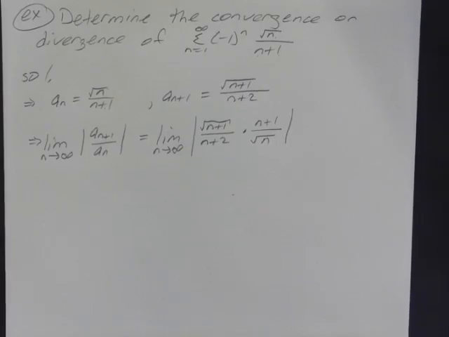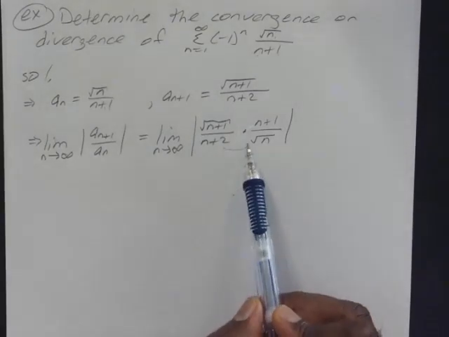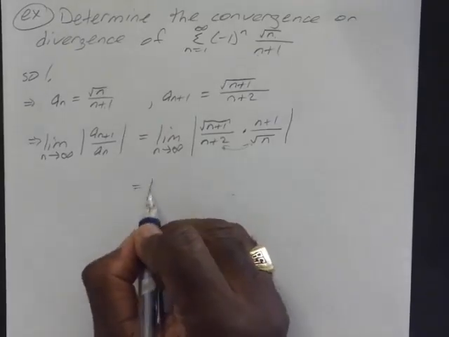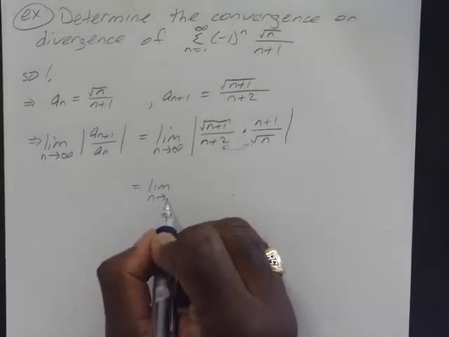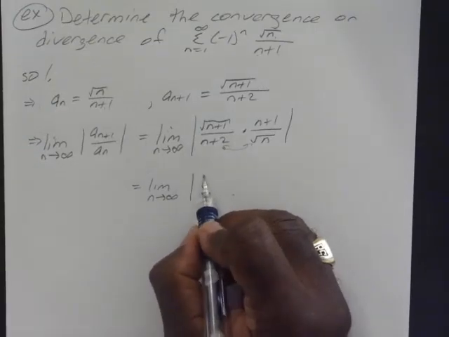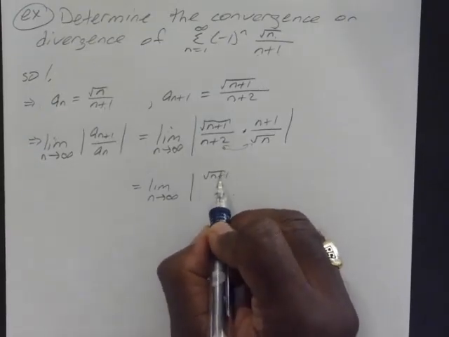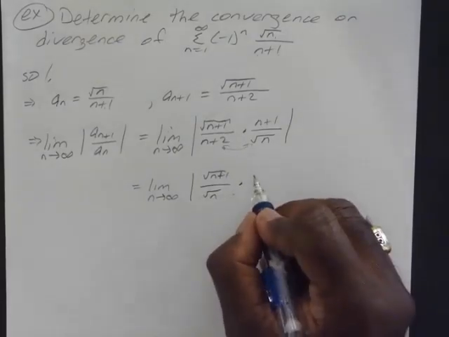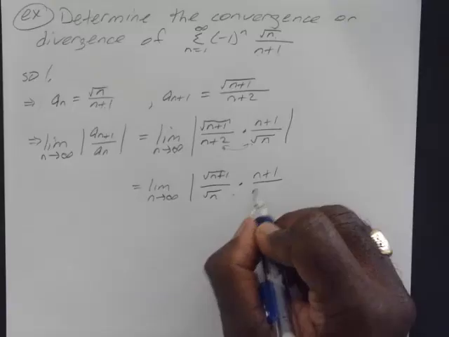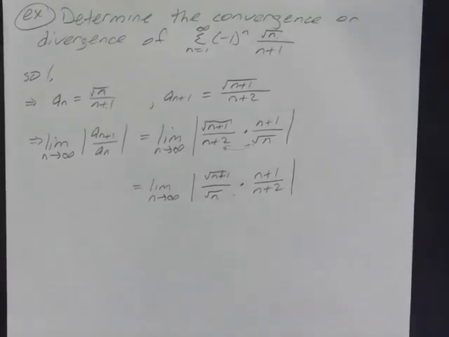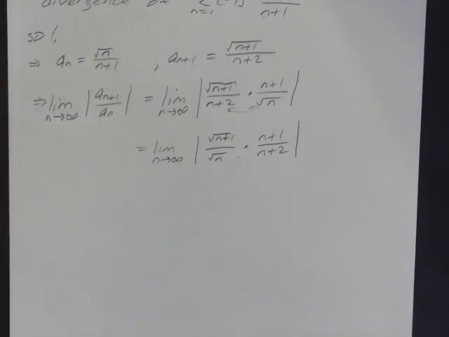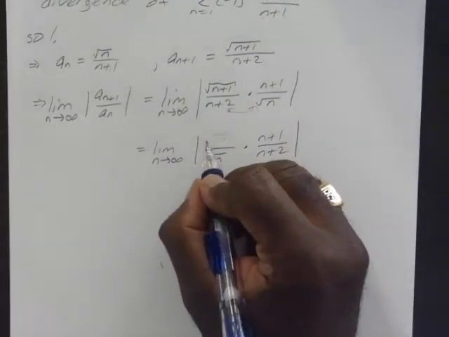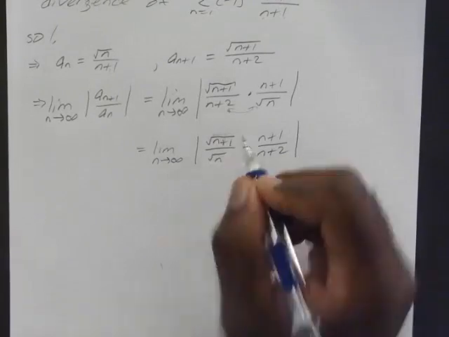Now, since multiplication is commutative, we can just switch those two with each other. So we have the limit as n approaches infinity of the square root of n plus 1 divided by the square root of n times n plus 1 divided by n plus 2. And let me clean up that square root of n plus 1 a little bit. Square root of n plus 1. There we go.